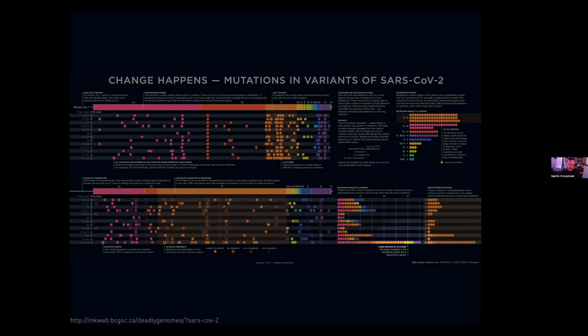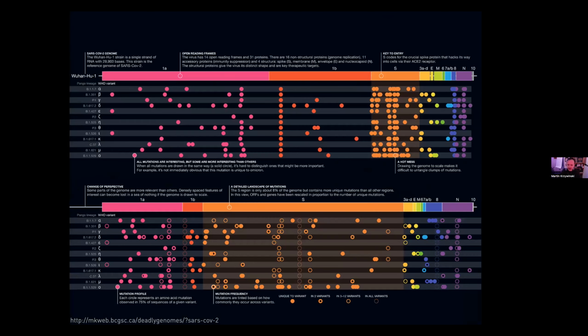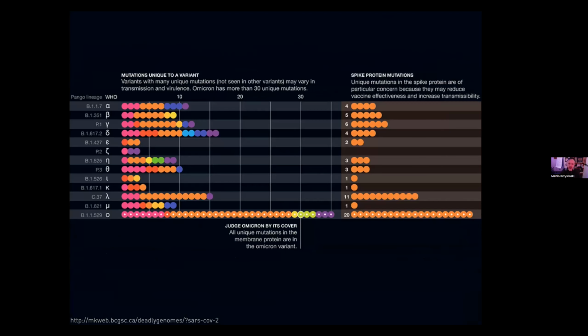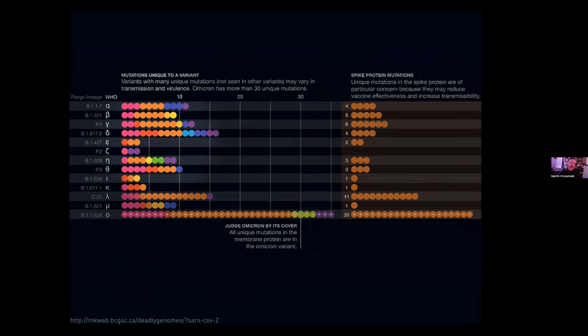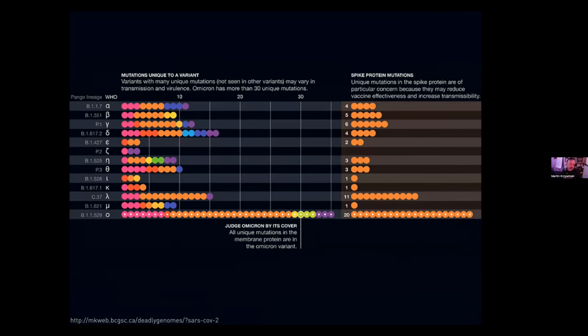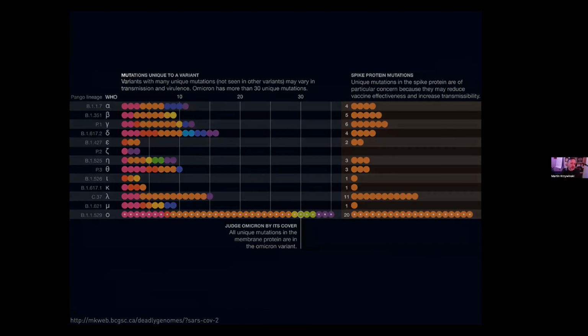And the tables off to the side, like this, let's go here. What they do is they take that graphic and they take out all the variations, the mutations that are unique to a variant, and they basically tabulate them. So you can quickly see at a glance where the mutations are for each variant, in what region.